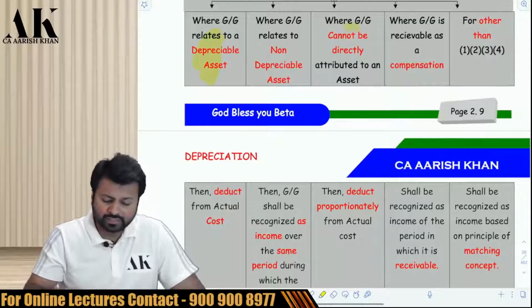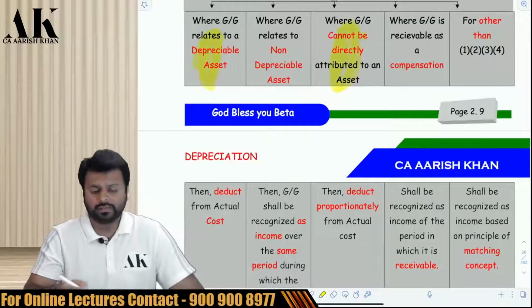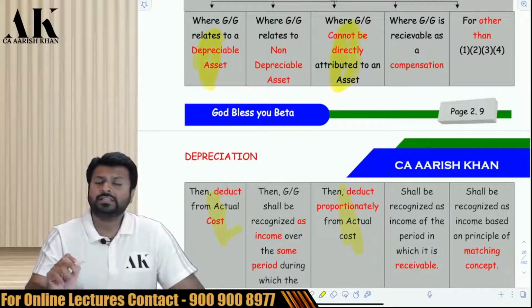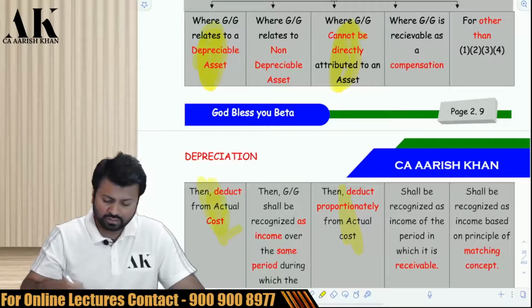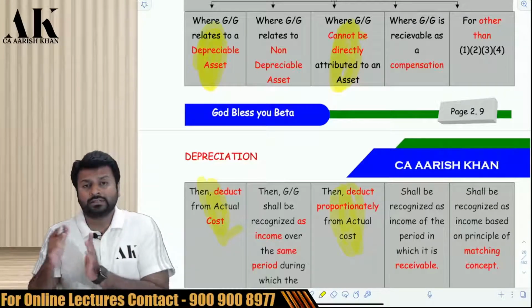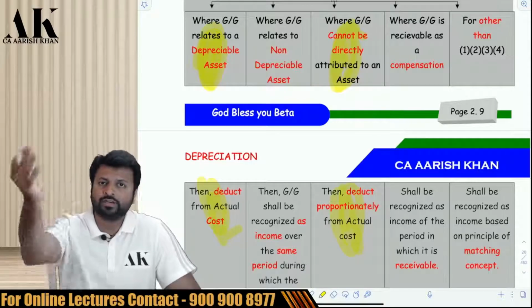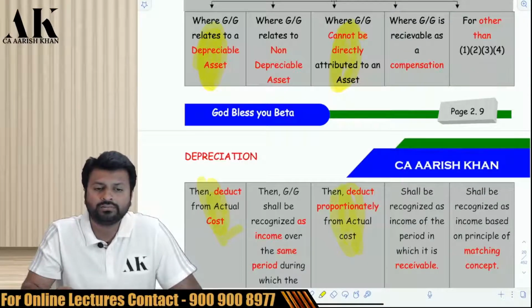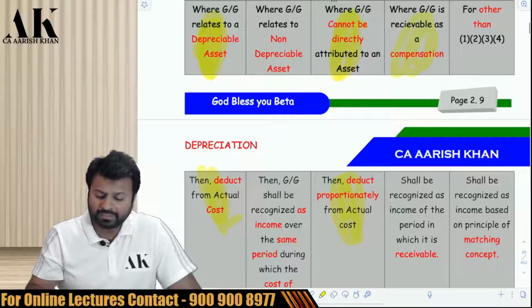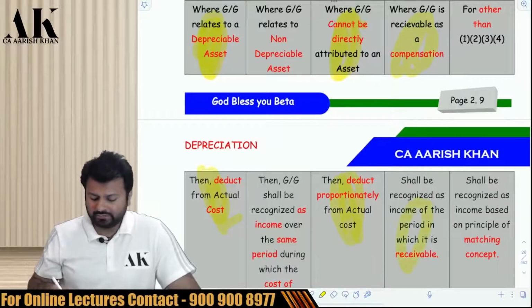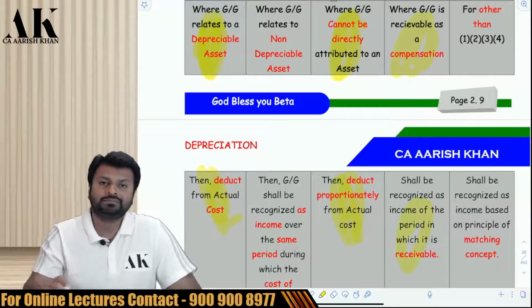If it is in respect of a depreciable asset, point number 1 and 3 talk about it, then reduce from block. If it is in respect of one depreciable asset, reduce from block. If it is in respect of a lot of depreciable assets, then reduce proportionately from all of them, as I've said in explanation 10 also. Next, if it is a compensation, then it will be chargeable in the year in which it is receivable.